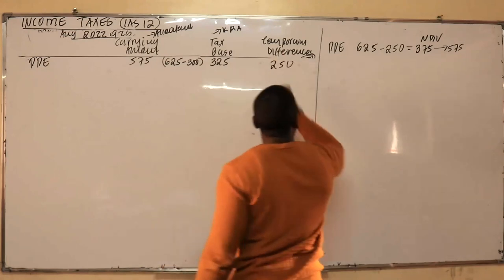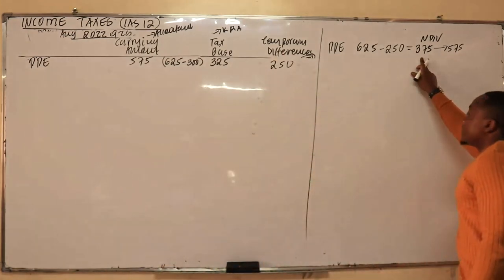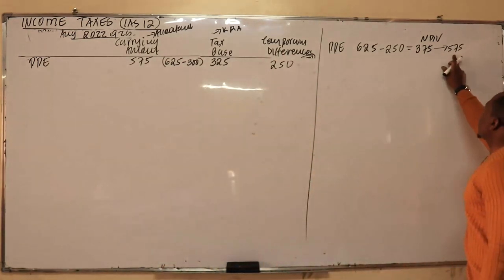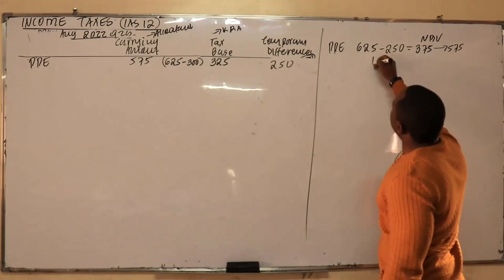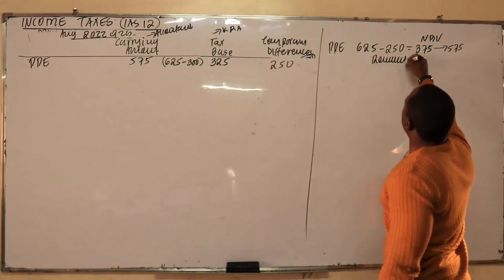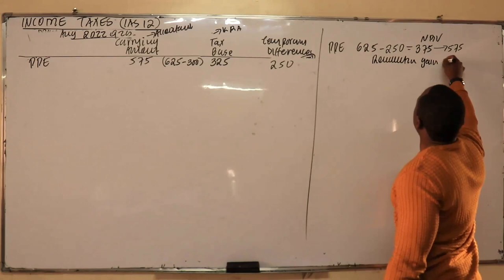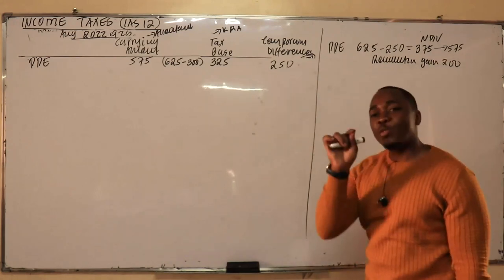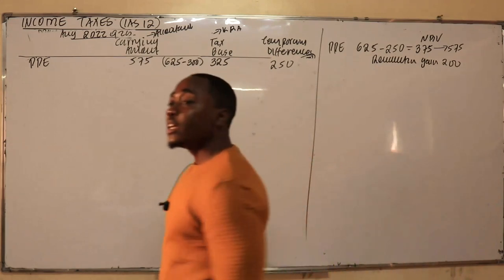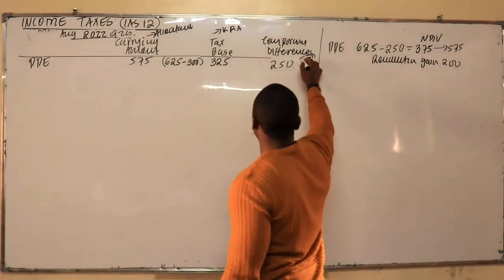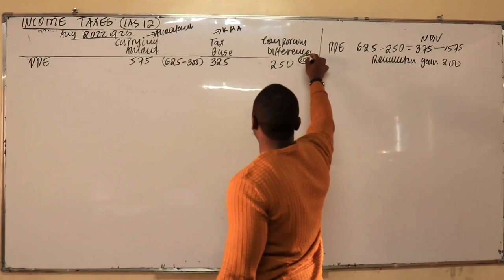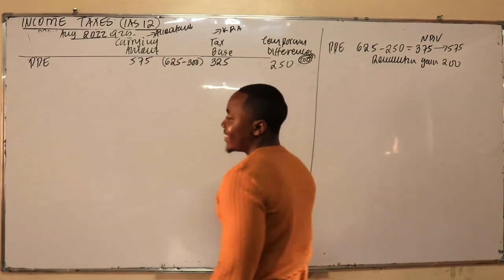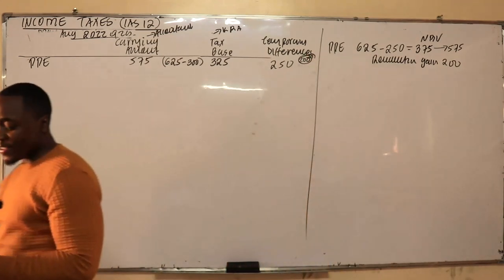250. Then the net book value was 375. They revalued to 575. How much was the revaluation gain? The revaluation gain was an amount of 200. So that means of these 250 temporary difference, 200 was a result of revaluation. Write it down, don't fail to write it. 200.